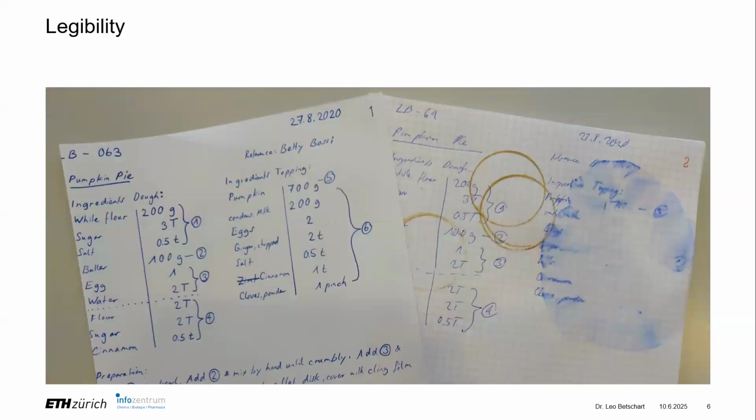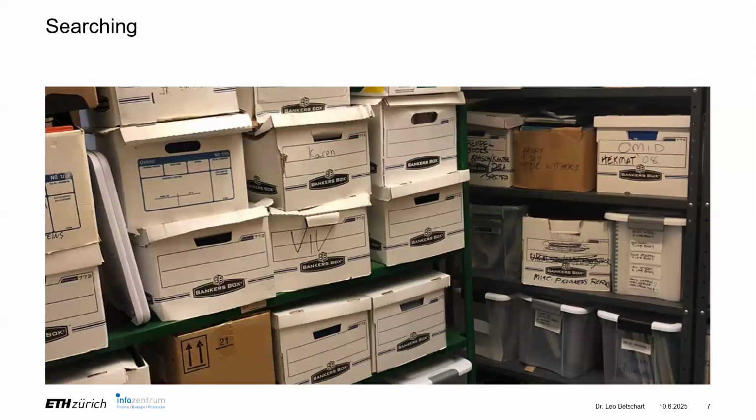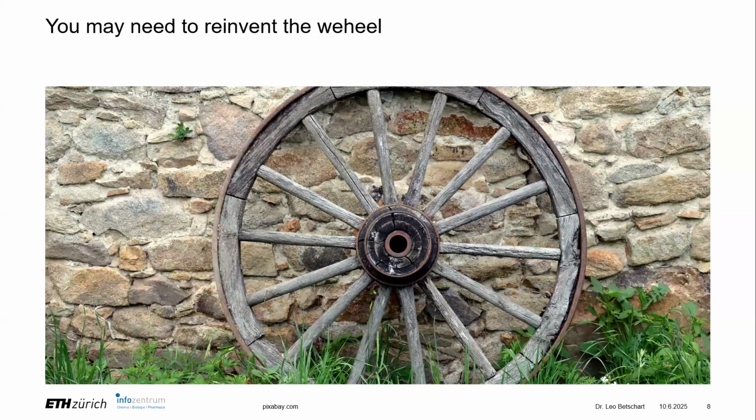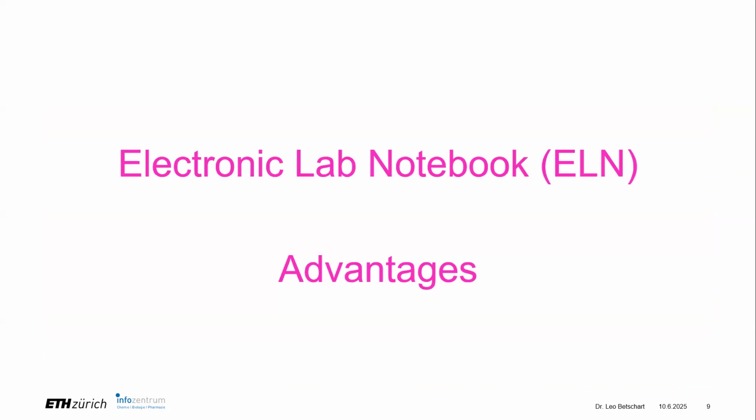If you spill your coffee on it or misplace the squirt bottle of acetone, then maybe it looks like the one on the right, which is the carbon copy from the left one. It can be a nightmare if you have to search what somebody has done 15 years prior in the same research group. And so sometimes you may need to reinvent the wheel because you just don't find the information.